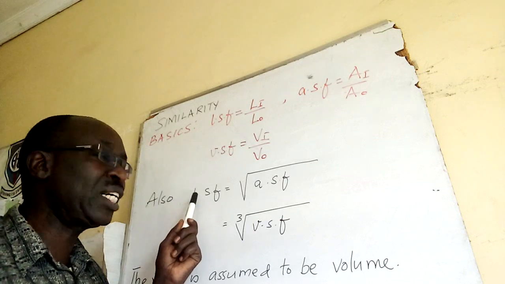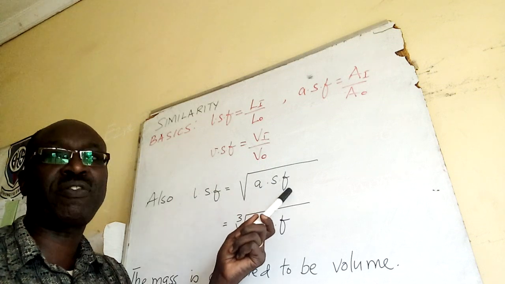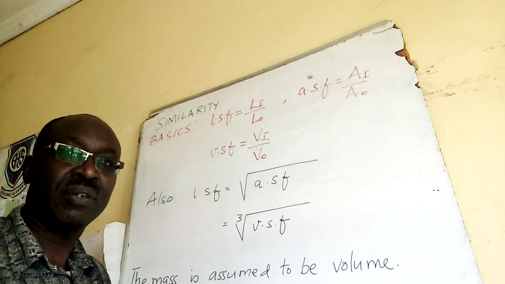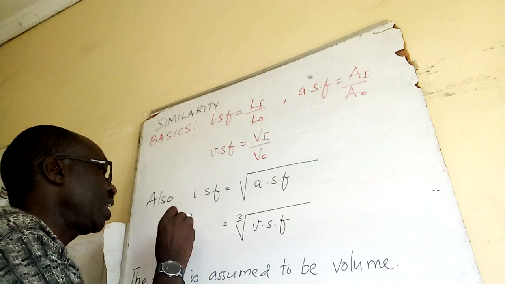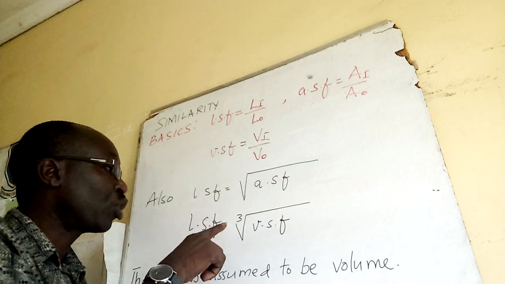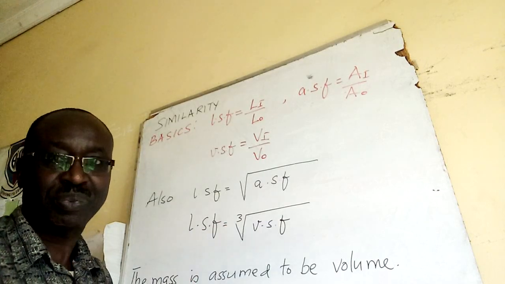I can get the linear scale factor from the square root of the area scale factor. I can also get the linear scale factor from the cube root of the volume scale factor. That's basic.